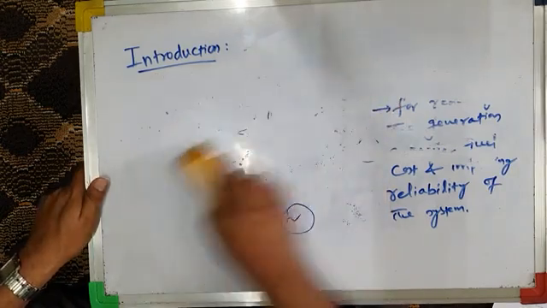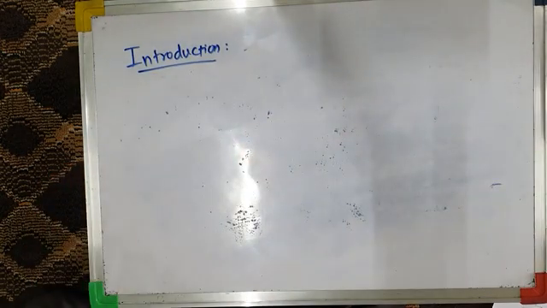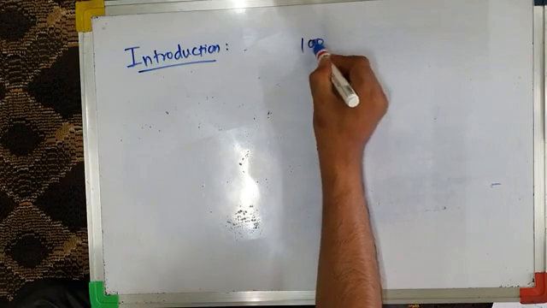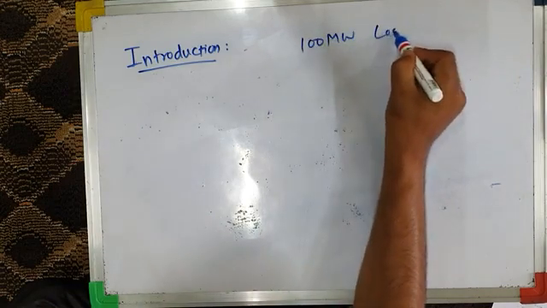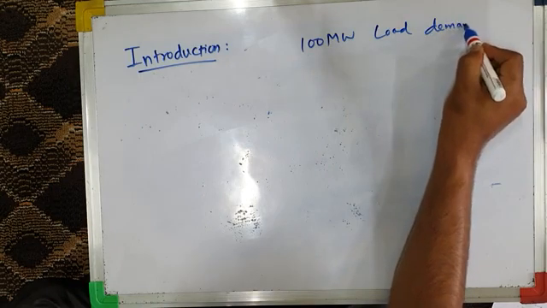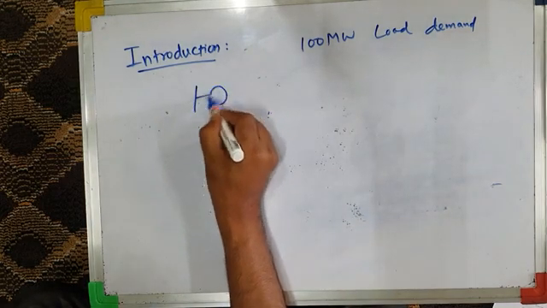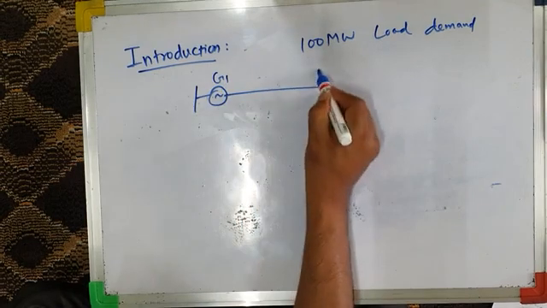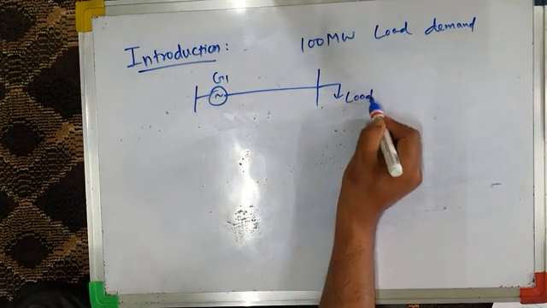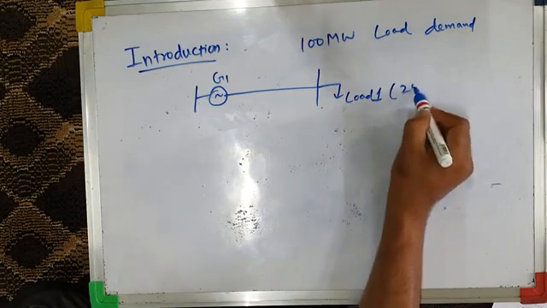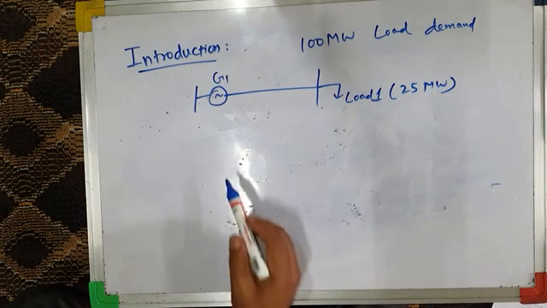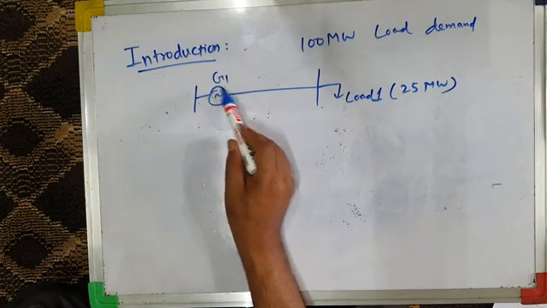You will understand it with the help of a simple example. Let us suppose we have a 100 megawatt load demand in a particular region. But loads are not at one place, they are at different places. For example, we may have four different 25 megawatt loads at four different locations. So, for example, this is generator 1. It supplies a load, say load 1. This load 1 is 25 megawatts. So we are generating 25 megawatts of power here.